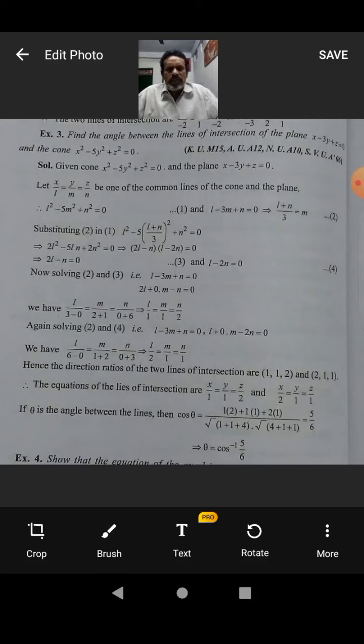If you are using a calculator, 5 by 6 can be converted to decimals. That gives nearly 0.8. Or you can stop up to this stage: theta is equal to cos inverse 5 by 6. Or if you want to be perfect in giving the angle, you can use the calculator and get the actual, real angle between these two lines.